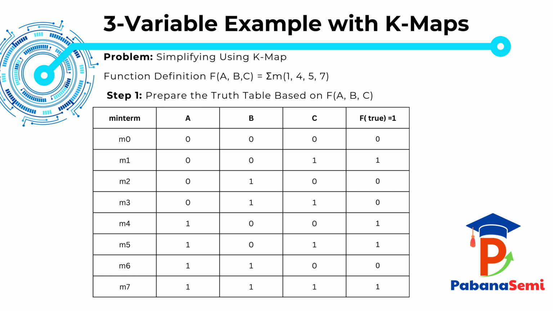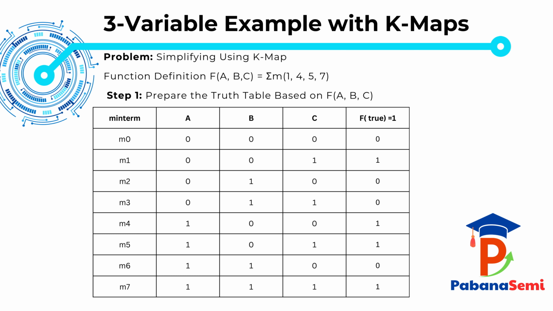Assigning output values. Now we fill the output column f using the given minterms. From M0, the function is listed, so f equals 1. From M1, the function is listed, so f equals 1. From M2 and M3, the function is not listed, so f equals 0. From M4, the function is listed, so f equals 1. From M5, the function is listed, so f equals 1. From M6, the function is not listed, so f equals 0. From M7, the function is listed, so f equals 1.